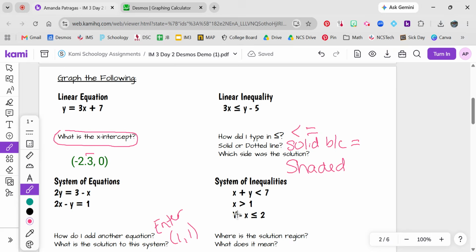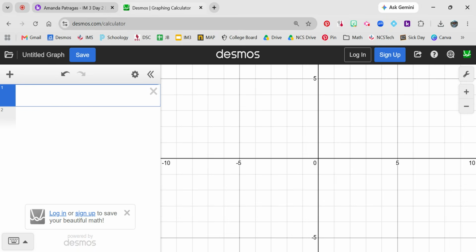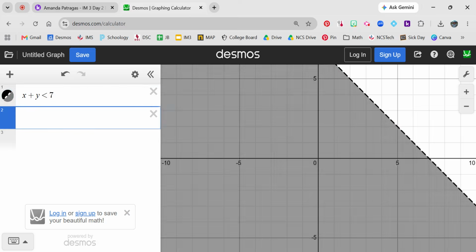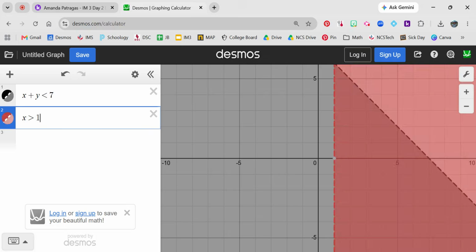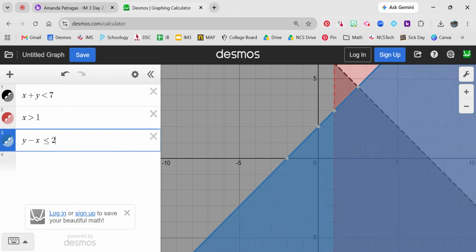All right, so now we have 3. Let's clear these out. And we have x plus y is less than 7. I'm going to hit enter. x is greater than 1, and y minus x is less than or equal to 2. So I have 3 graphs on this one thing.